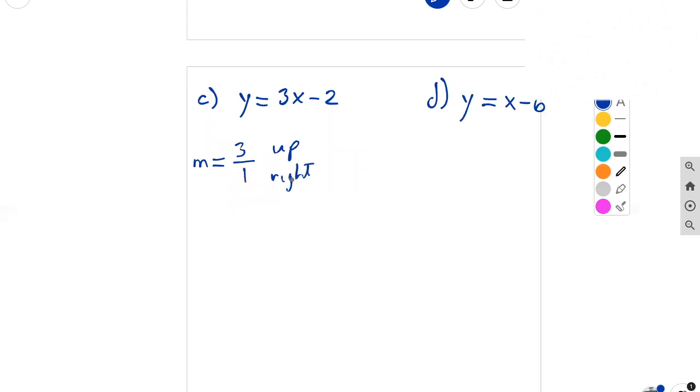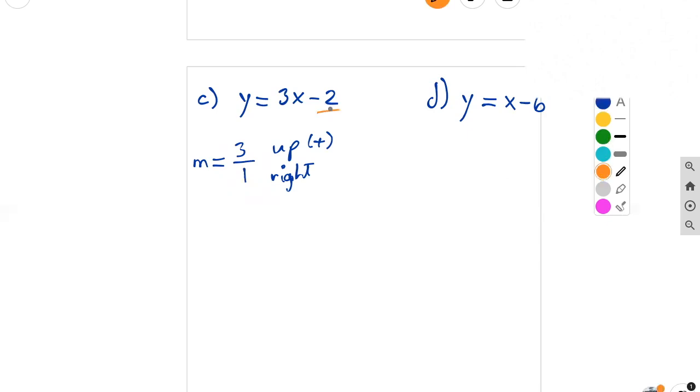I go up because it's a positive fraction. I go to the right because I always do. Always go to the right, so you're not confused. Go to the right, but then go up or down. Go up if it's a positive fraction, go down if it's a negative fraction.